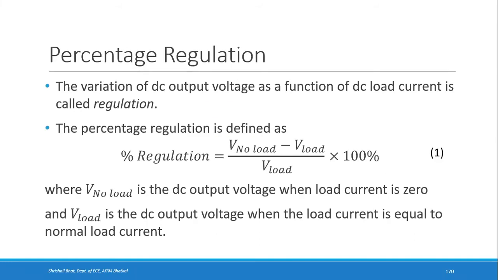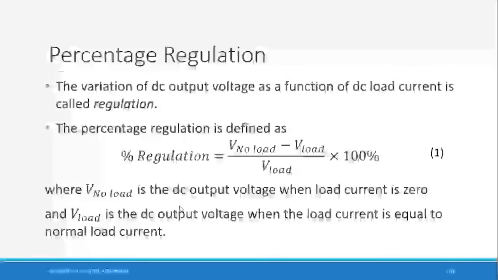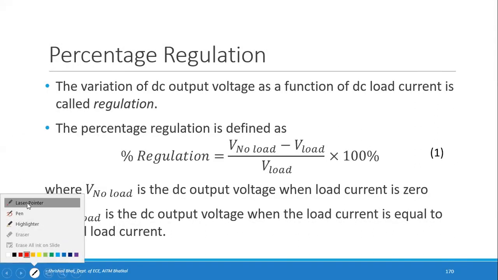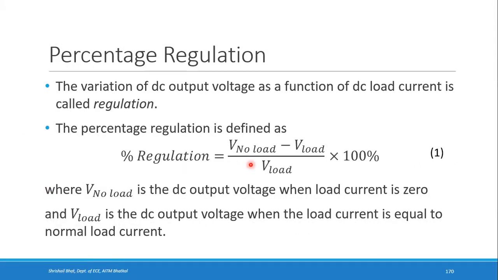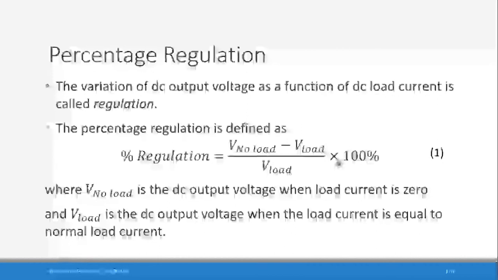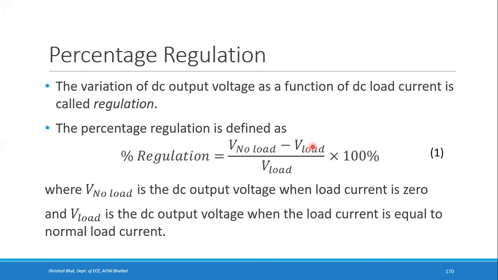We have seen what a percentage regulation is in half wave rectifier. It's the variation of DC output voltage as a function of DC load current, right? So you can express it mathematically as V no load minus V load divided by V load into 100% if you want it in terms of percentage. Where V no load is the output voltage when there is no load current, or when the load current is zero, and V load is output voltage when the load current is equal to the normal load current, right? Output voltage when there is load current.